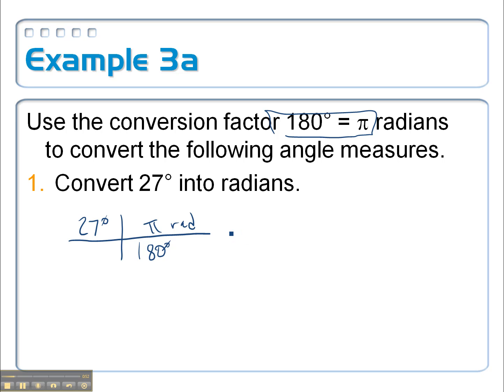And this is just like multiplying fractions. You would do top times top, bottom times bottom. But if you can go ahead and simplify beforehand between something up top and something that's on the bottom, you can go ahead and do that. So for example, I look at 27, I look at 180, and I know the number 9 goes into both of these. 9 goes into 27 3 times, and 9 goes into 180 20 times. So this is equal to 3 pi over 20 radians.